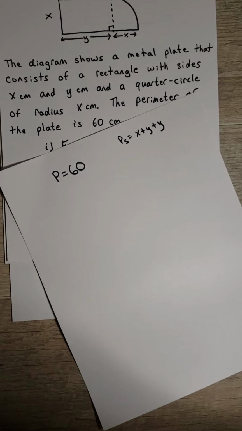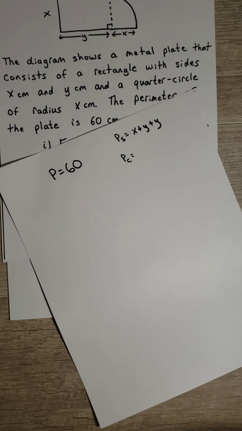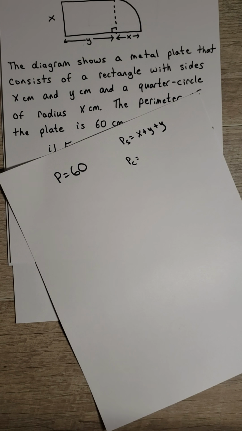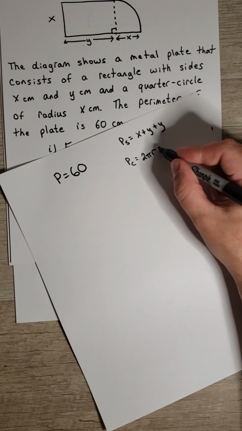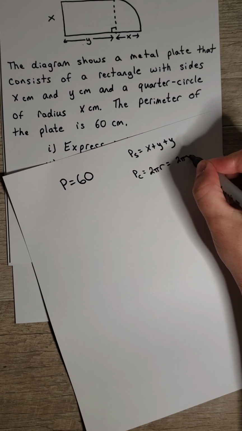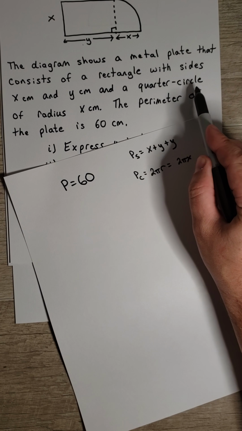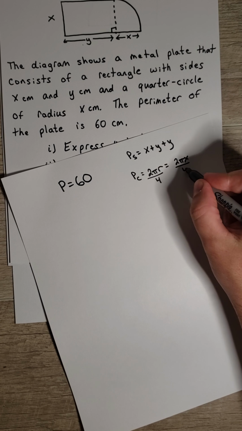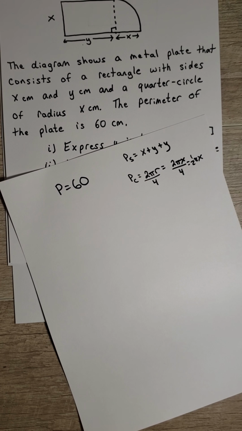Sorry about that. Now what about the perimeter of the circle, or the quarter circle? The perimeter of a circle is 2 pi r. The radius, they tell us, is x. So 2 pi x. But this is for a full circle. We don't have a full circle. We have a quarter circle. All that means is we just divide this by 4, which makes that 1/2 pi x.